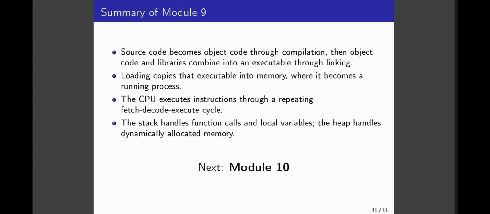Let's recap everything we covered in this module. Source code becomes object code through compilation, and then object code and libraries combine into an executable through linking. Loading copies that executable into memory, where it officially becomes a running process. The CPU executes instructions through a repeating fetch, decode, execute cycle. And the stack handles function calls and local variables, while the heap handles dynamically allocated memory. So that wraps up our module 9.